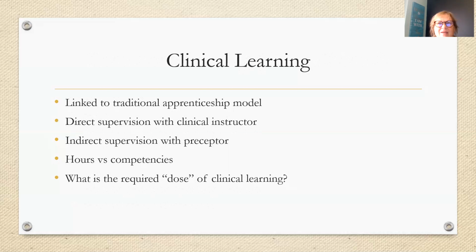Well, how can that be if clinical learning is essential? And now we're in a place where we don't know how many hours of clinical learning are essential. If we're meeting competencies, how can programs have clinical hours that vary by hundreds of hours? How can that be? The reality is we do not know what the dose of clinical learning is for effective outcomes. We don't know specifically how that works.